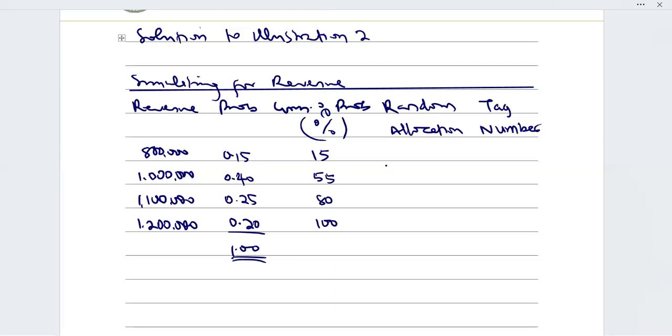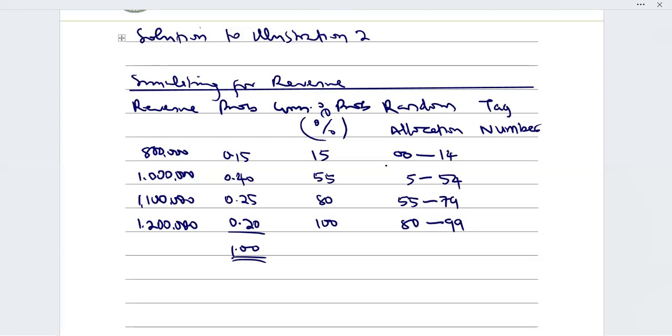The next thing we want to do is to determine the random allocation. Like I mentioned, random allocation is just like class interval. So we are starting from 0, using the cumulative of the probability to form the random allocation. The first figure is 15, so 15 minus 1 is 14, giving 0 to 14. After 14 is 15; 55 minus 1 is 54, giving 15 to 54. After 54 is 55; 80 minus 1 is 79, giving 55 to 79. After 79 is 80 to 99.